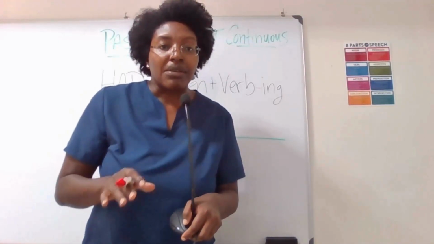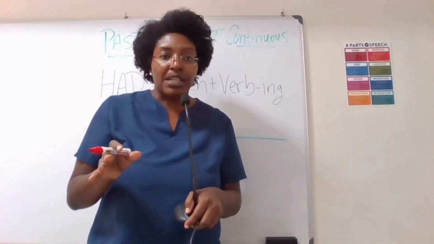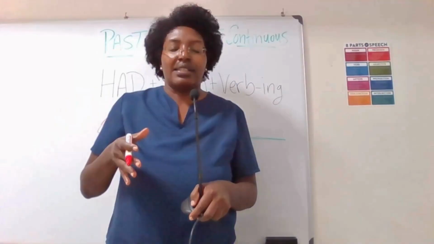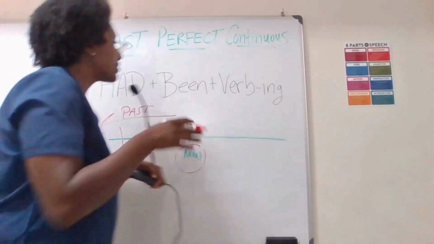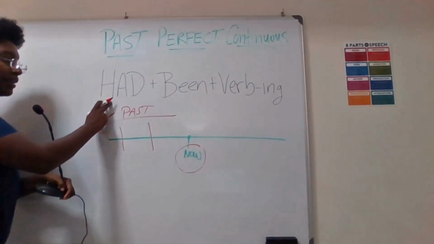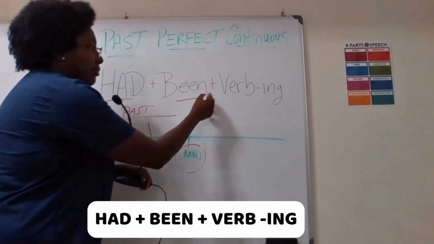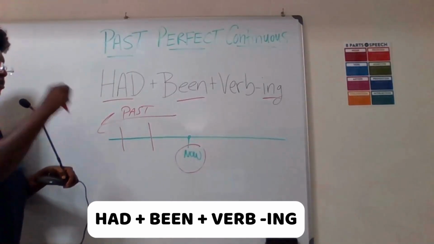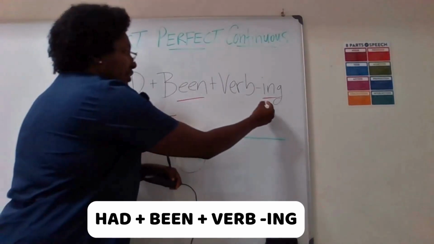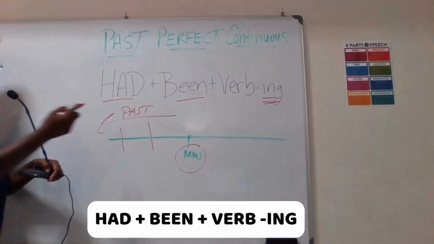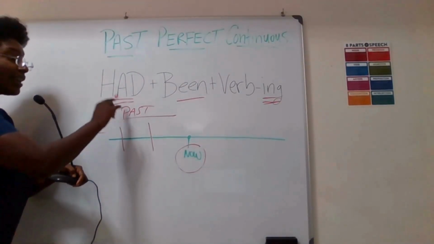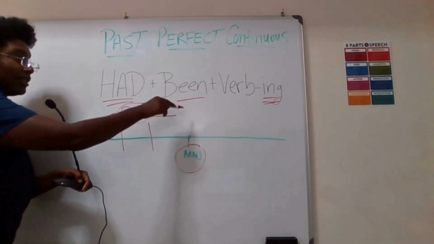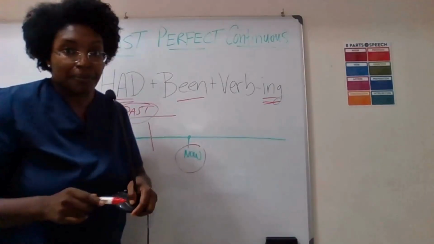Now, let's look at some of the key rules. So please move down to the key rules section. So how do we form the past perfect continuous tense? We always have had, plus been, plus a verb that has ing. So had, been, and a verb with ing. This ing lets us know we're in the continuous tense. This had, not have, this had lets us know we are in the past. Had, been, the verb, and ing.